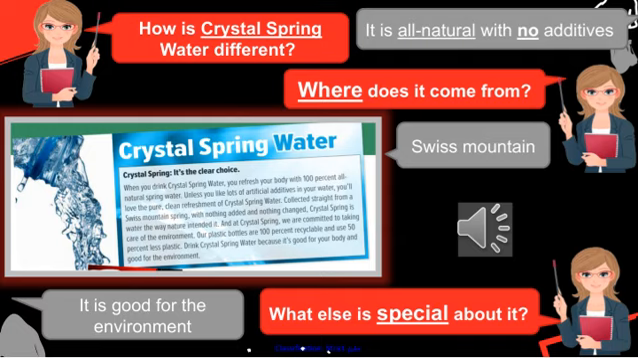Now, you might wonder, what else sets it apart? Well, it's also good for the environment. Sustainable sourcing and eco-friendly practices are central to how we bring you this water, so you can feel good about your choice. And where does it come from? It originates from protected, untouched natural springs in the Swiss Alps, which are renowned for their purity.